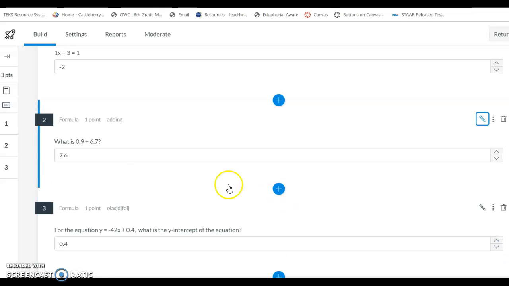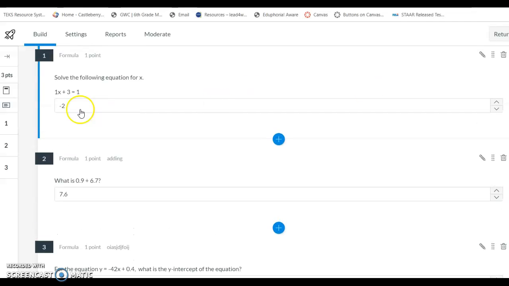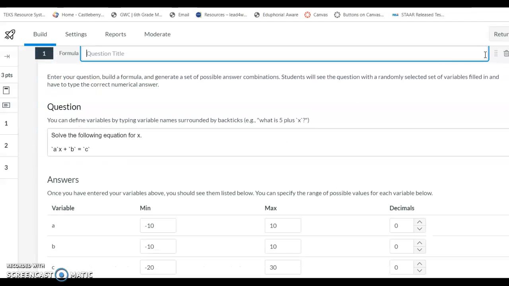But you're not just limited to basic addition problems. You can also do things like a 2-step equation. The only difference is, because there's 3 values in the problem, you actually have to define an A, a B, and a C value. And so the way that I did that one was I said A, B, and C.